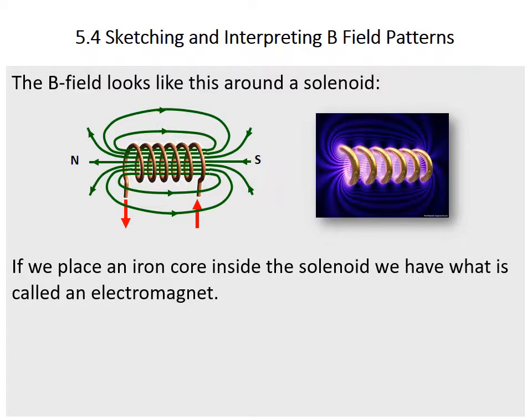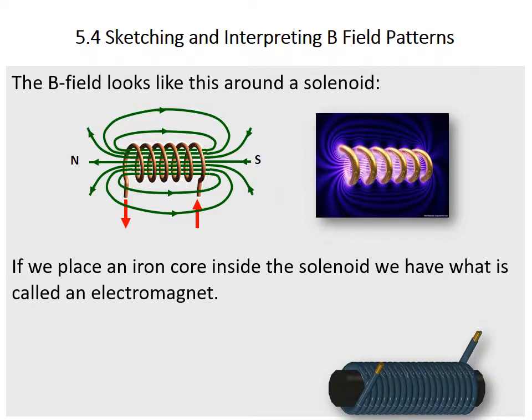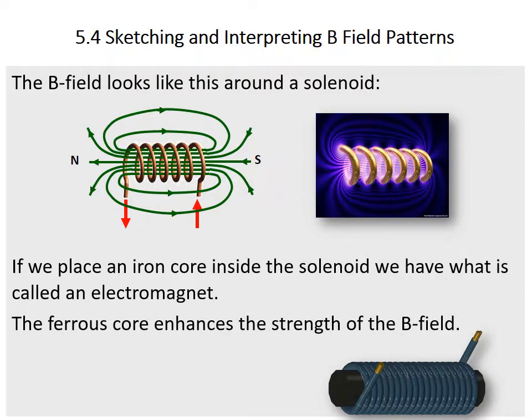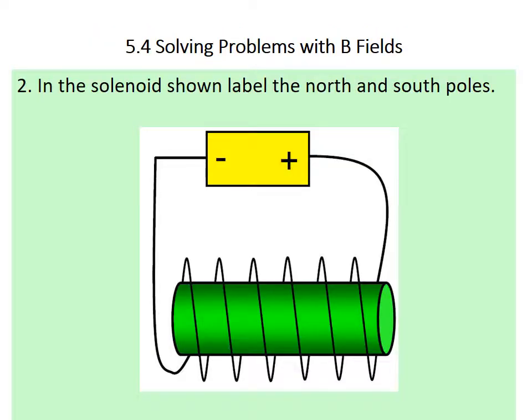If an iron core were placed inside of the solenoid, what we would have is called an electromagnet. The magnetic field of the solenoid would induce a magnetic field inside of the iron, turning it into an electromagnet. The ferrous core would enhance the strength of the B fields, and this is how you can generate some really powerful magnets on Earth. All right, in the solenoid shown, label the north and south poles.